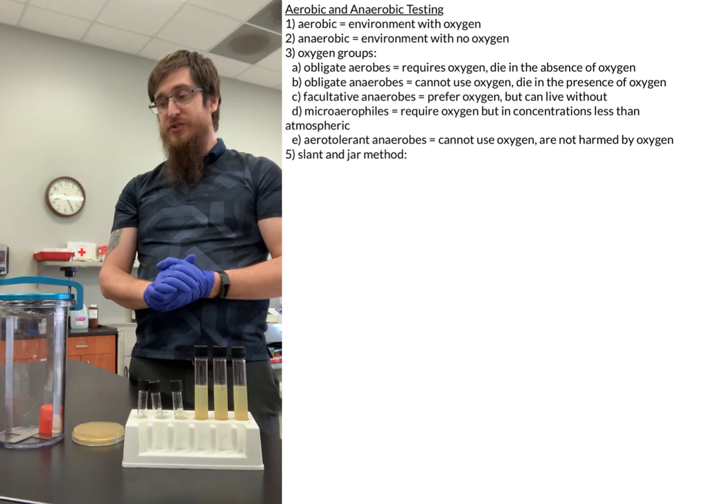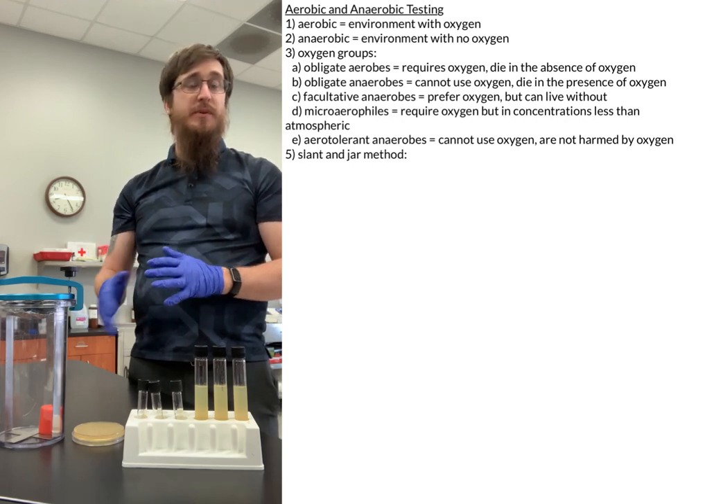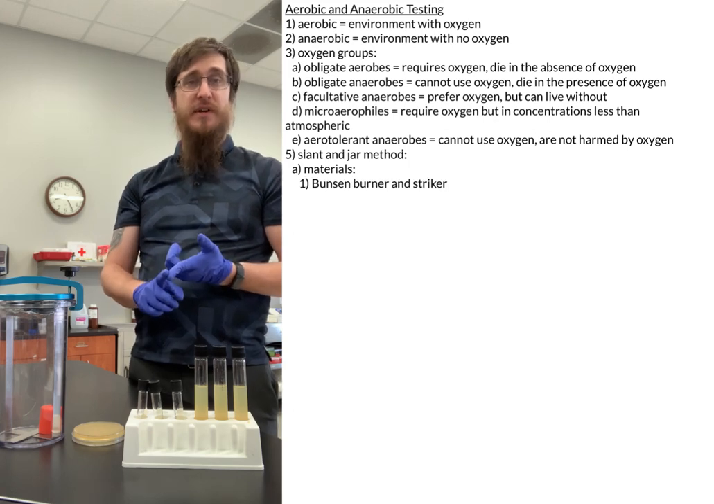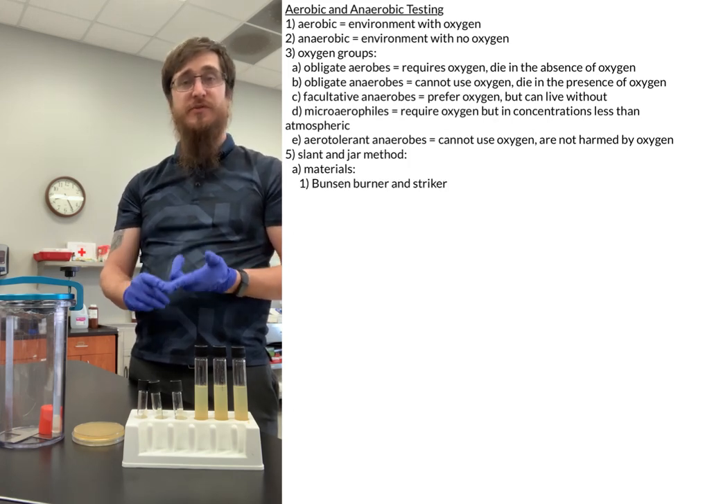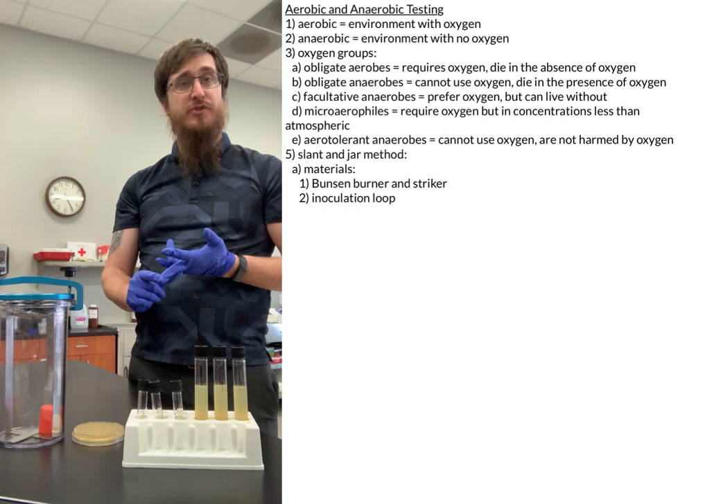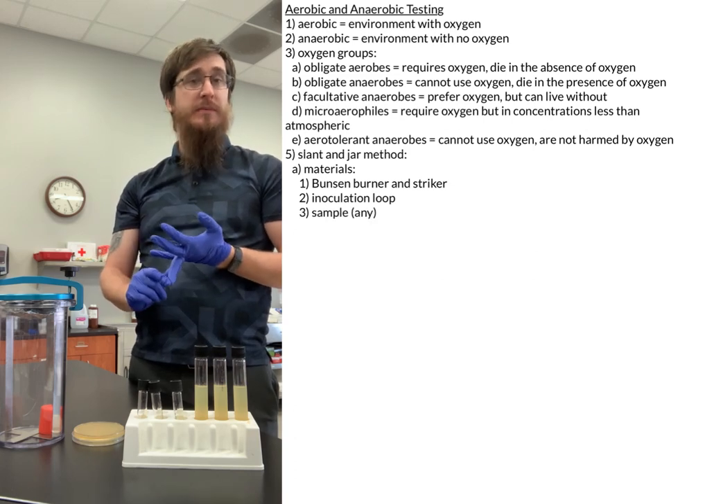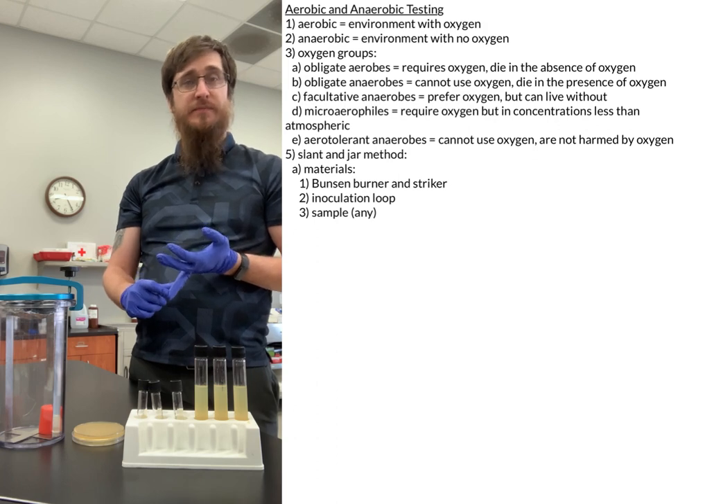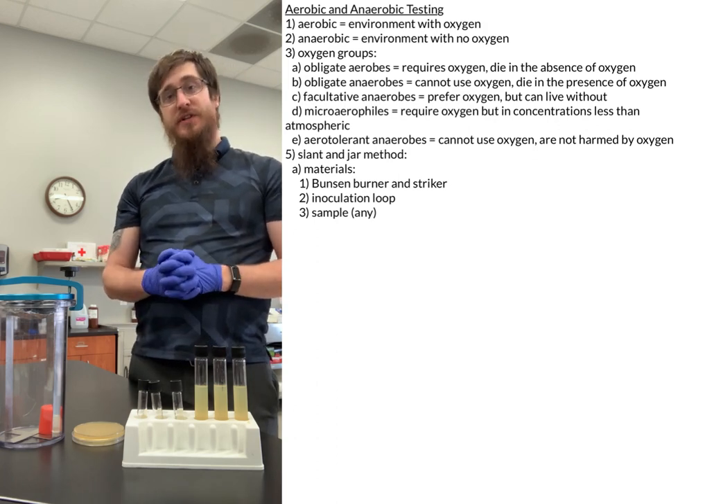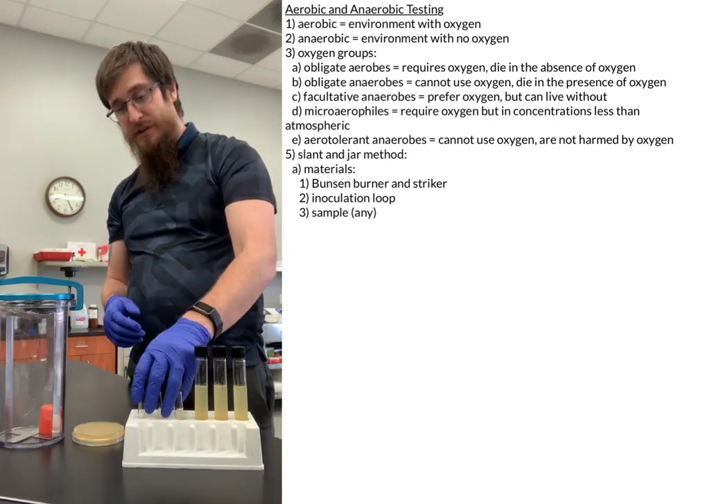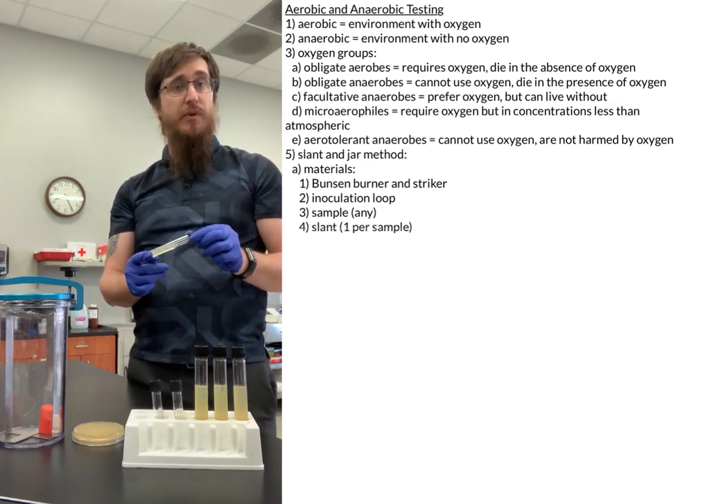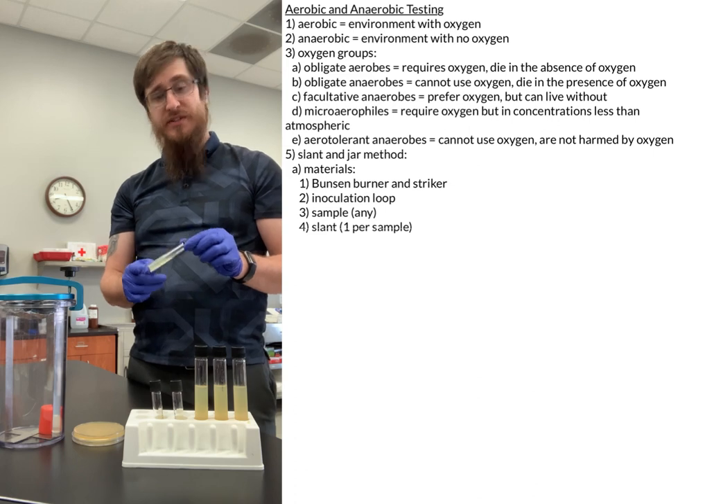Basically, in terms of the slant and jar setup, the materials that you're going to need, again, are your standard items, Bunsen burner and striker, so that you can do an aseptic transfer. You're going to need the loop in order to do your transfer, and you're going to need your sample. Again, sample can be broth, plate, slant, doesn't really matter. What you're also going to need is a slant, basically 1 slant per sample that you want to test.